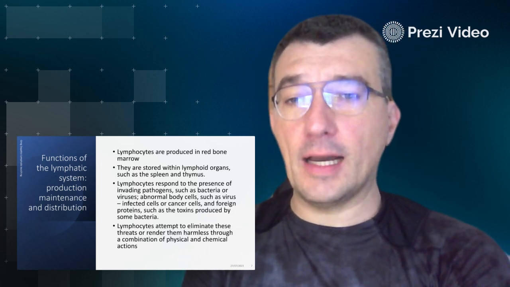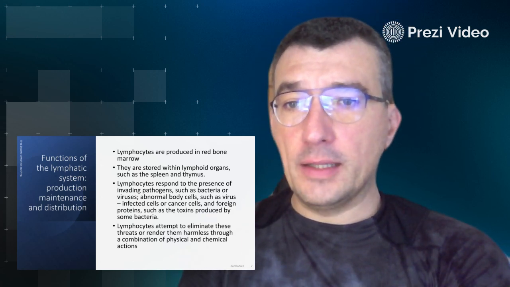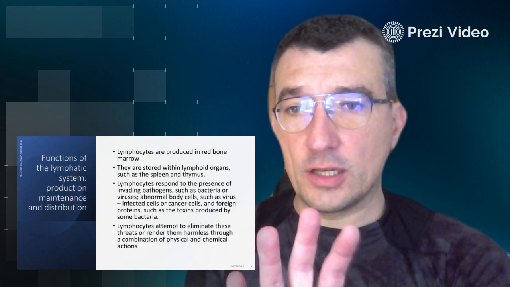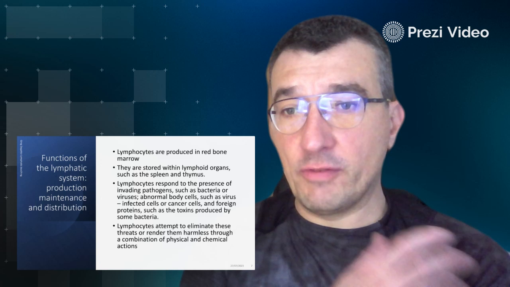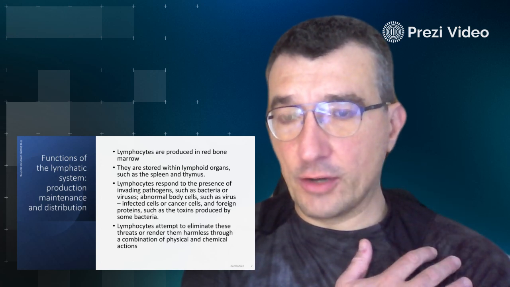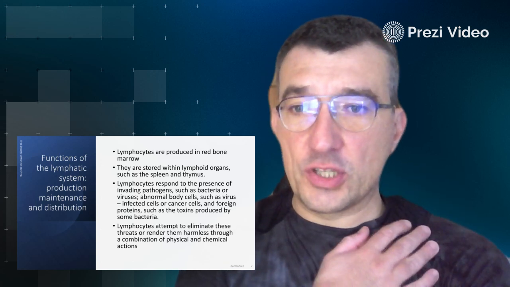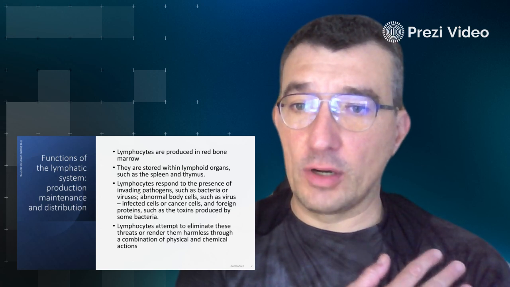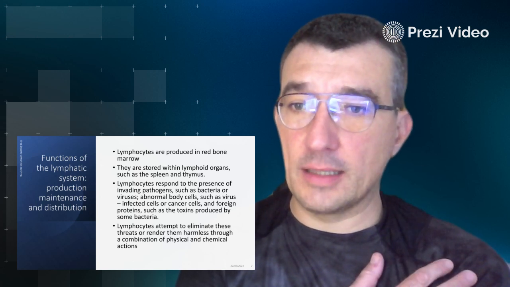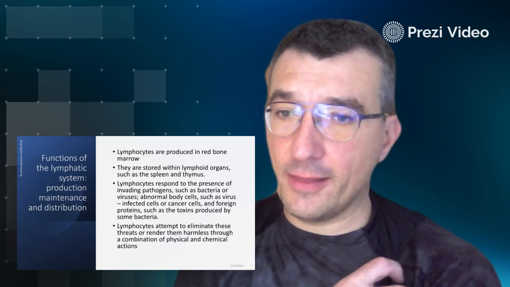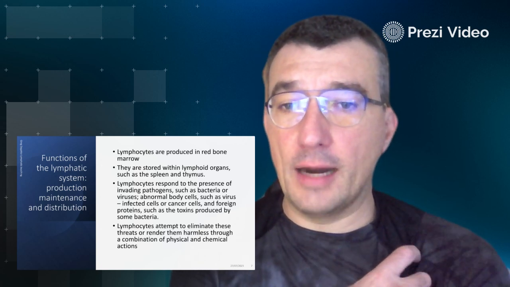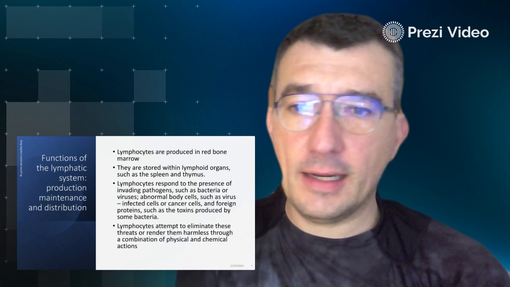Lymphocytes are produced in the red bone marrow. They are stored within the lymphoid glands, such as the spleen and the thymus. Lymphocytes respond to the presence of invading pathogens, such as bacteria, viruses, abnormal body cells, such as virus-infected cancer cells, foreign bacteria, and toxins produced by some bacteria. Lymphocytes attempt to eliminate these threats or render them harmless through a combination of physical and chemical actions.